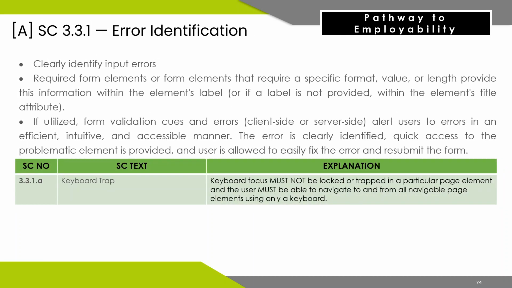The requirements for success criterion 3.3.1 Error identification are: 3.3.1.A Keyboard trap. Keyboard focus must not be locked or trapped in a particular page element and the user must be able to navigate to and from all navigable page elements using only a keyboard.